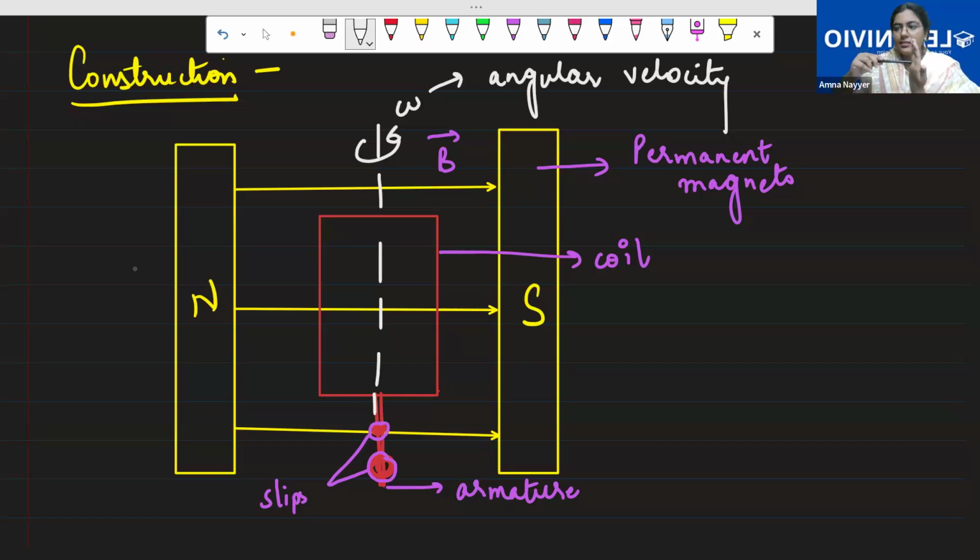If my coil is like this, if the coil rotates, what will happen? The area vector will change. The angle theta will change because the area vector is moving. That's why we get alternating voltage here, because voltage depends on the angle, which is continuously changing. And since the voltage is fluctuating, you get alternating current in the system.